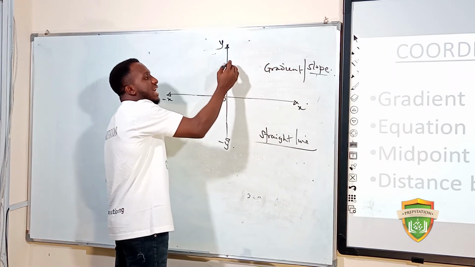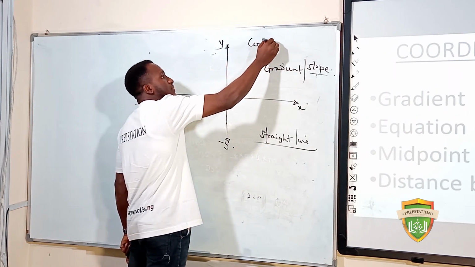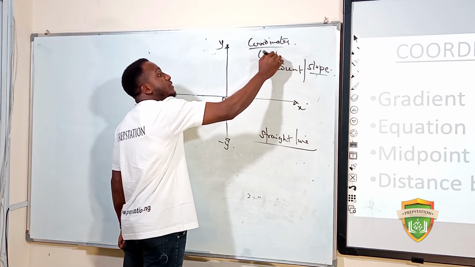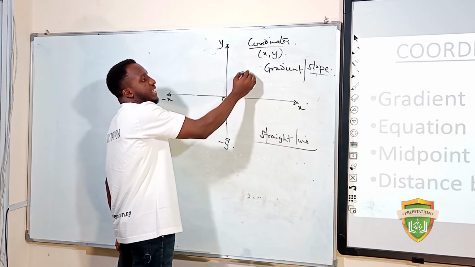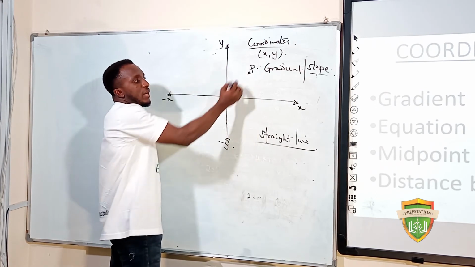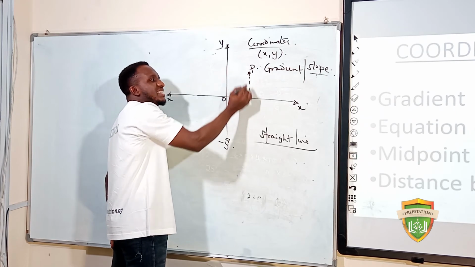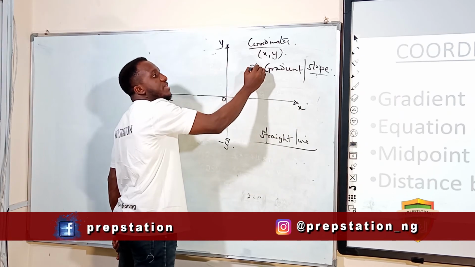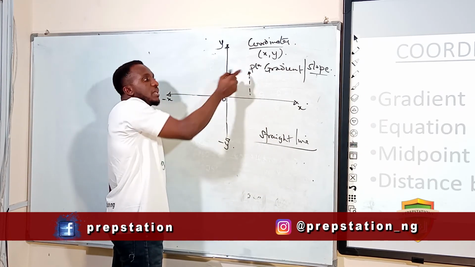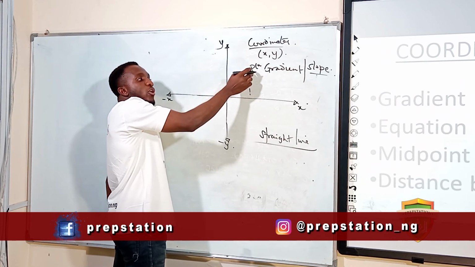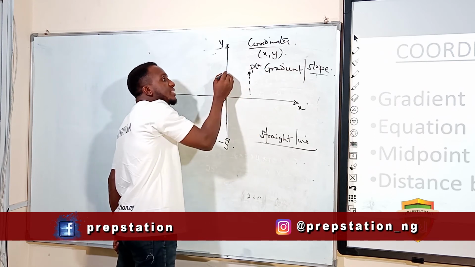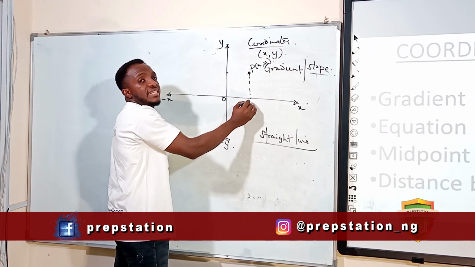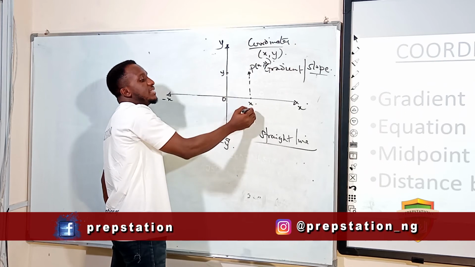Now there's something called coordinates. Coordinates are simply the x and y positions of a point. What does that mean? If I have a point P here, what position is this point P when viewed from the x axis? So we call that the x coordinate of the point. Now if I view this point P from the y axis, this is the y coordinate, while this is called the x coordinate. So this is the y coordinate, this is the x coordinate.